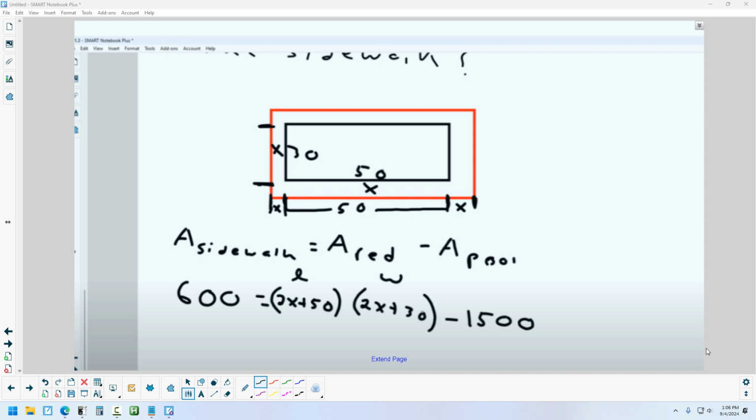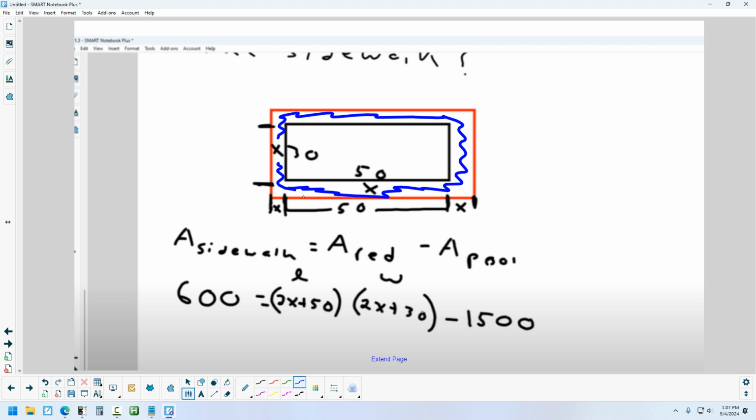So last time we were in the middle of 3.1, we're just about done, where we're doing this rectangle problem. And we were trying to figure out the width of the sidewalk. Okay, we had a pool that was 30 by 50. It has a sidewalk around the pool, and the sidewalk has the same width all the way around. So we drew the rectangle to represent the sidewalk, and this region in here, that's the sidewalk.